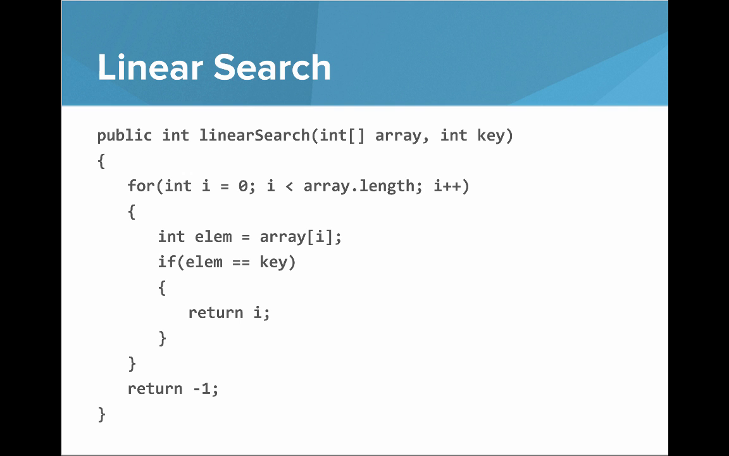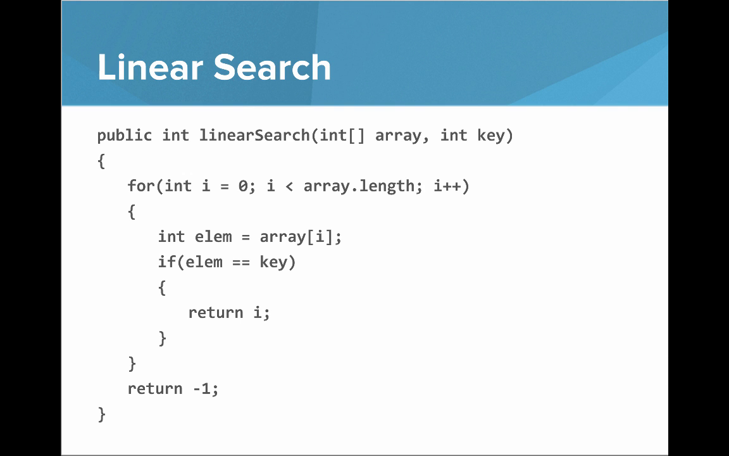Now let's look at the code. So, public int linearSearch, given an int array called array, and a key to search for. We'll say for int i equals 0, i is less than array.length, i++, get that current element in the array, and if it's equal to our key, return the index. And at the end of our loop, we'll return -1, meaning it wasn't found.